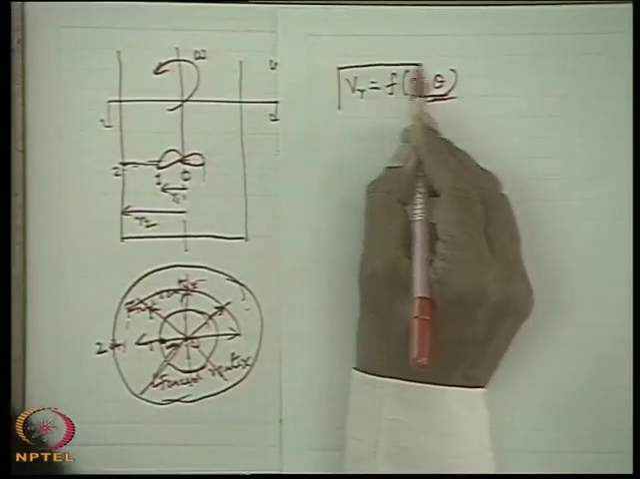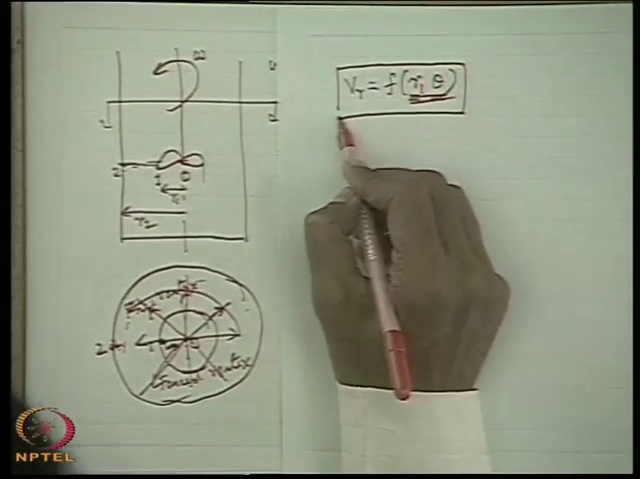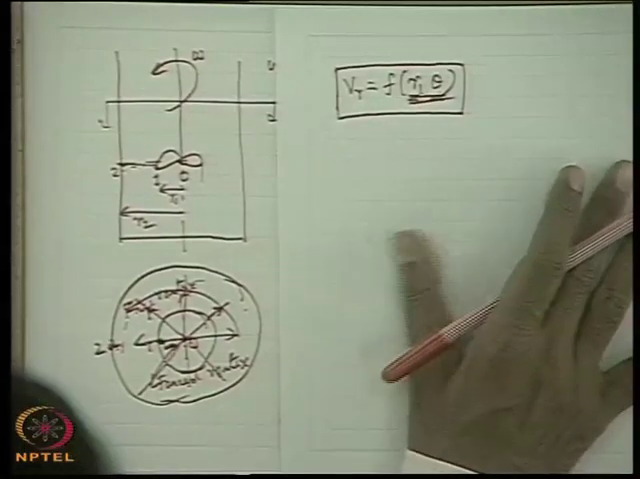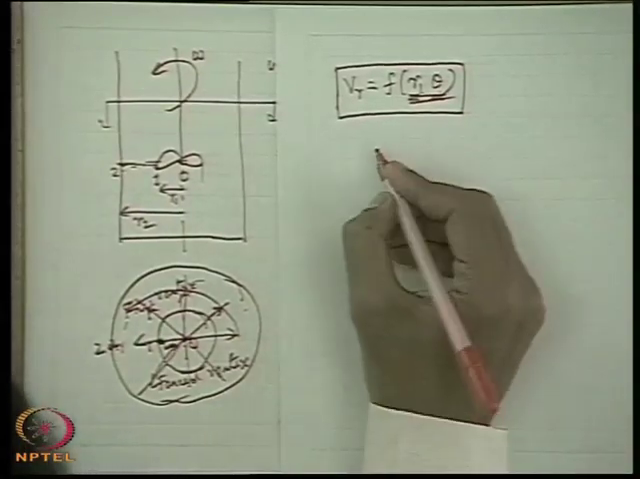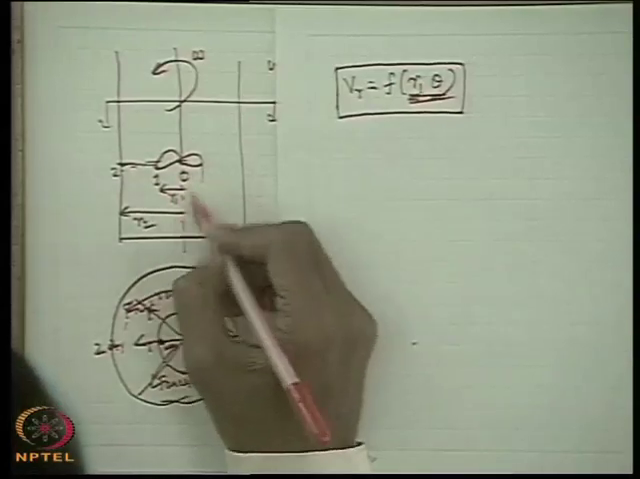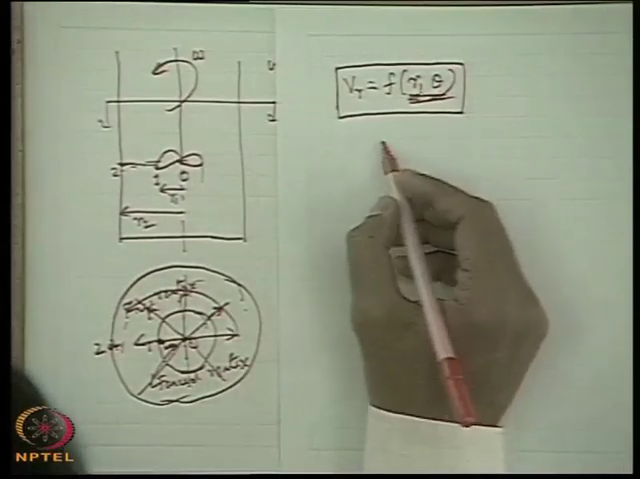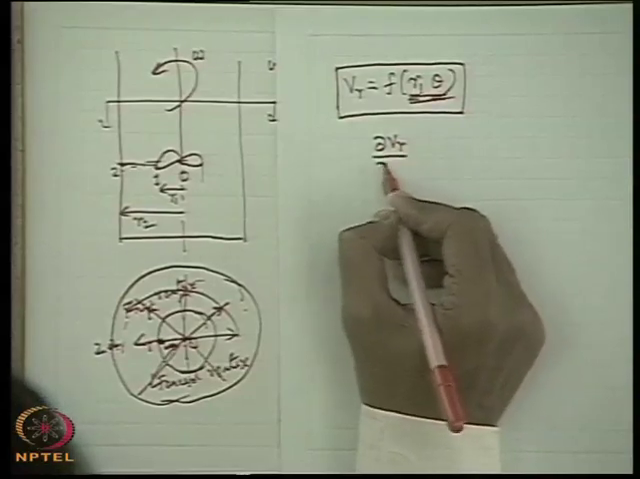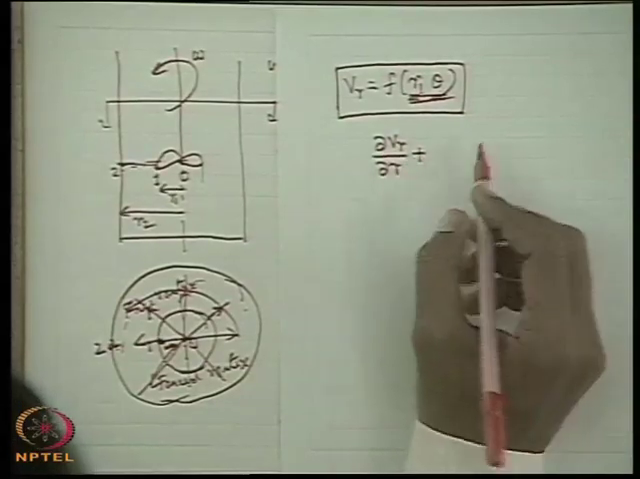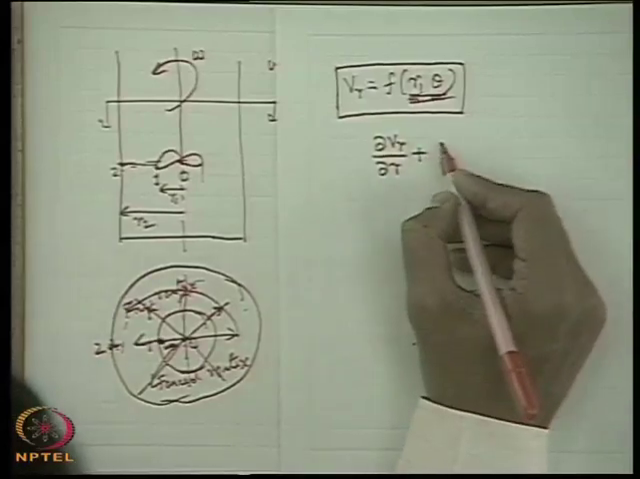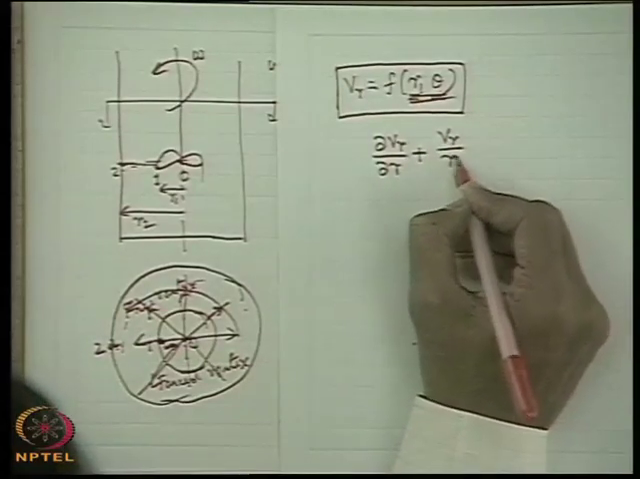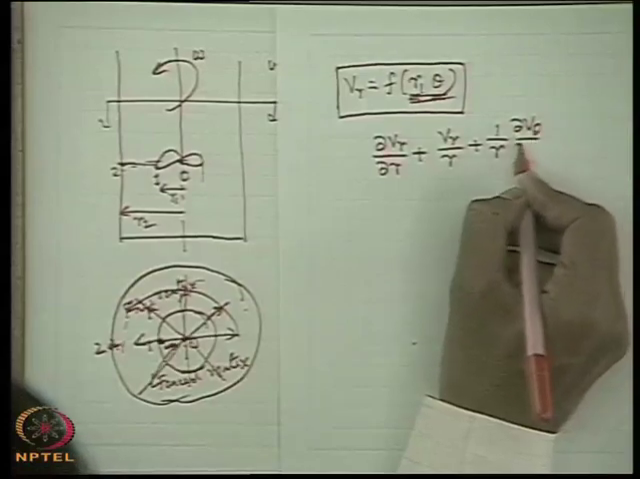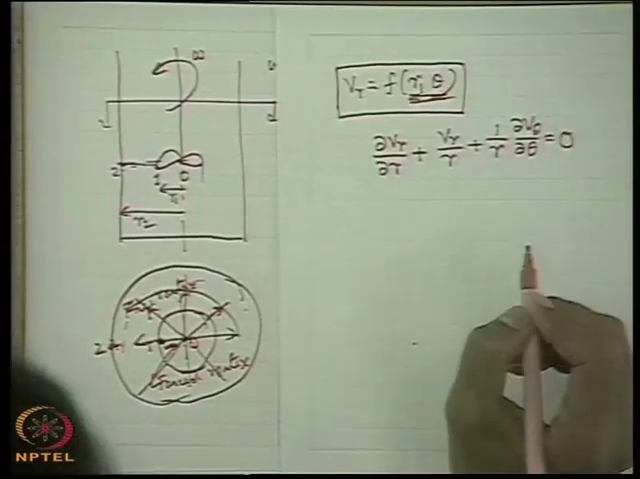So we will have to first find out the explicit form of the radial velocity with the independent variables, that is the spatial coordinates r theta. To do this, we will have to explore the continuity equation. Now for a two-dimensional steady incompressible flow, the continuity equation, if you recall, is del Vr del r plus Vr by r plus 1 by r del V theta del theta is equal to 0.